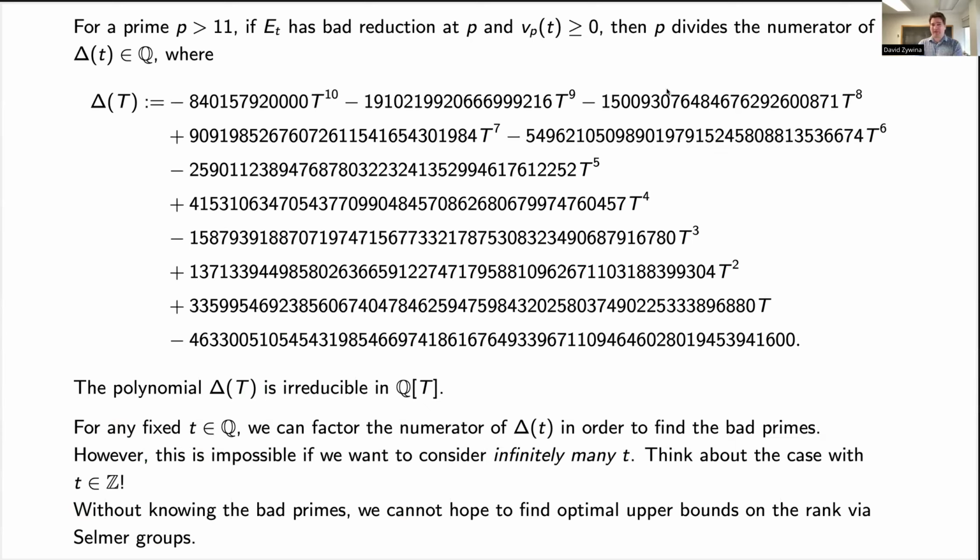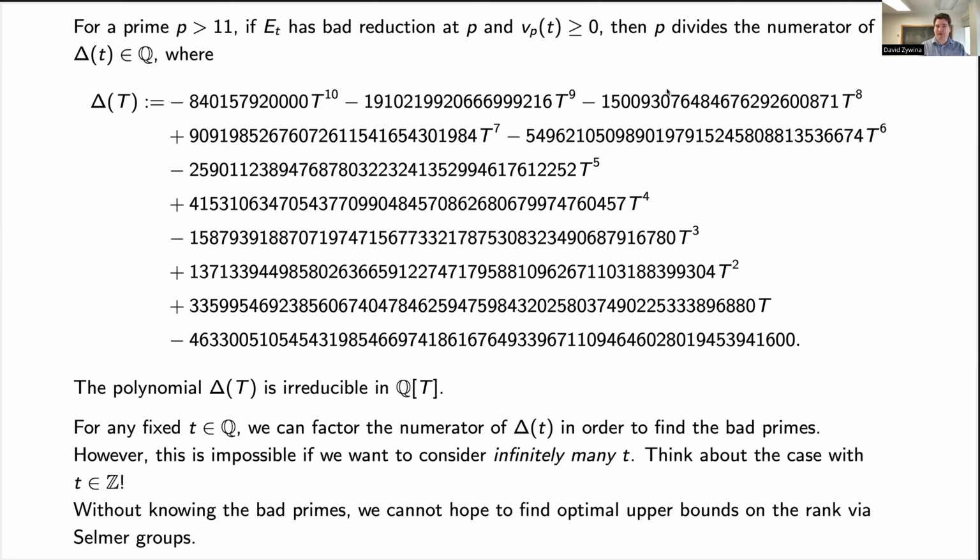So if you have a prime bigger than 11, and your E specialization has bad reduction at P, and suppose P doesn't divide the denominator of T, the rational number, then P divides the numerator of delta T, this rational number, where delta T is given by this giant polynomial of degree 10, and it's irreducible. And so if you're plugging rational numbers into that and asking how does the numerator factor, that's a very hard question to do. I mean, for any particular T you can factor, but for infinitely many T, it's conjectural. There's no way of understanding it at this point.